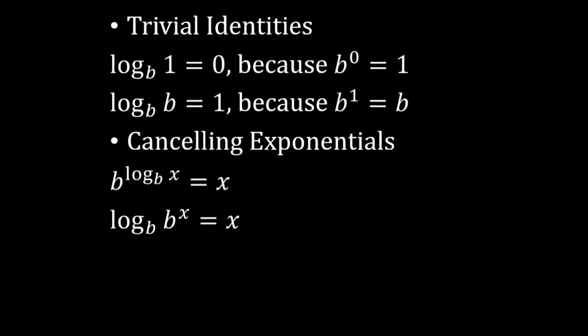Cancelling exponentials. b to the power of logarithm of x to the base b equals x. From here, the exponential is cancelled. Logarithm of b to the power of x to the base b equals x. And from here, the exponential is cancelled.